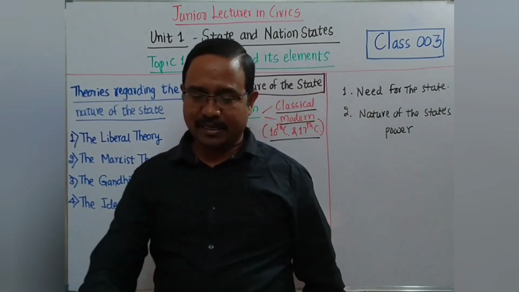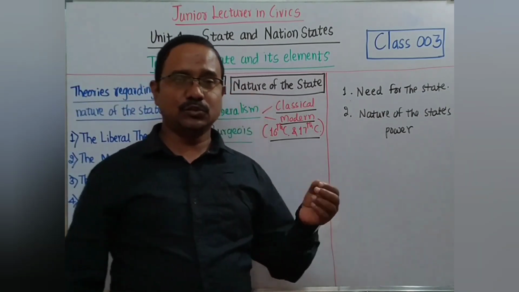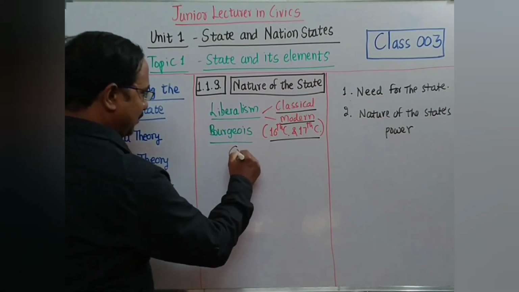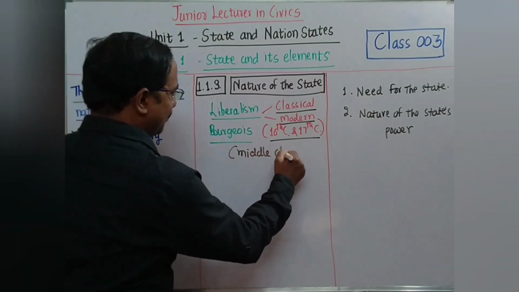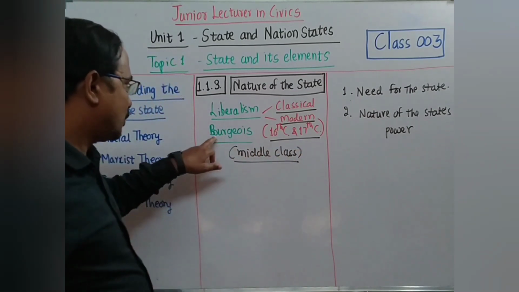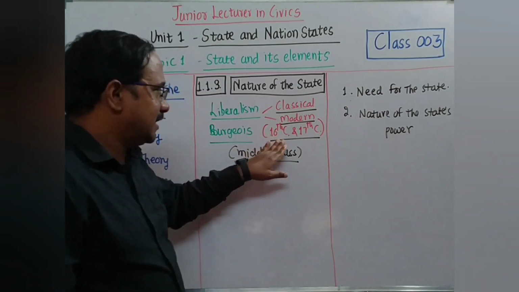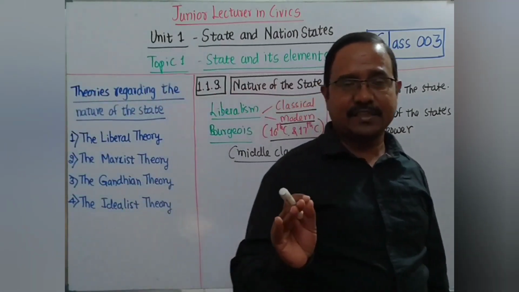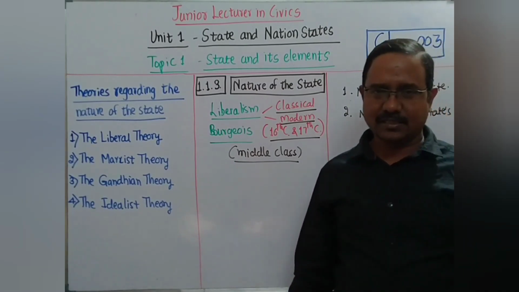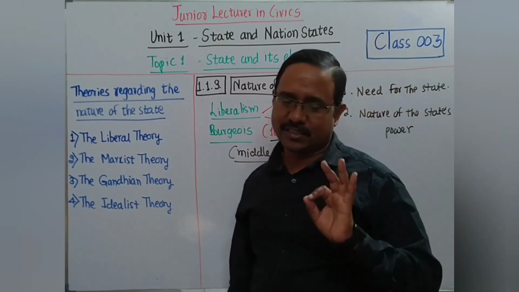This is liberalism. The philosophy of liberalism came with the emergence of the new bourgeois. Bourgeois means nothing but middle class. It is a political science term. Middle class is a general term, and in political science we use the term bourgeois. This bourgeois class emerged in the 16th and 17th centuries. For the examination point of view, you have to remember the word bourgeois. Bourgeois means middle class, emerged in the 16th and 17th centuries.